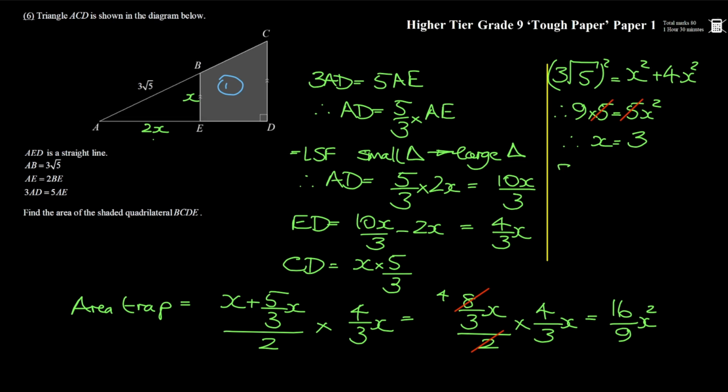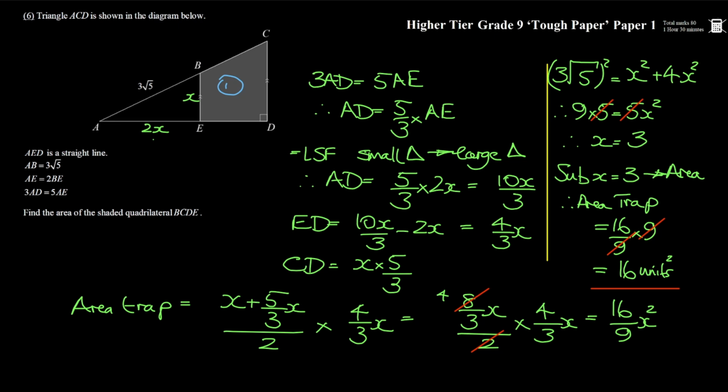So now we can sub x is equal to 3 into the area formula, and we get, therefore, area of the trapezium is equal to 16 over 9 multiplied by 3 squared, which is 9. The 9's cancel, and we get the answer of 16, well, we're not told centimetres, so this is 16 units squared, and that's the answer.